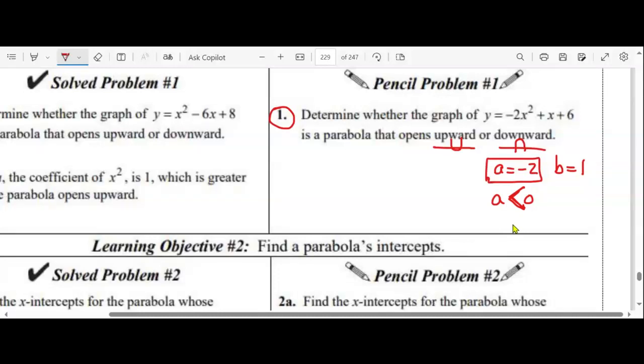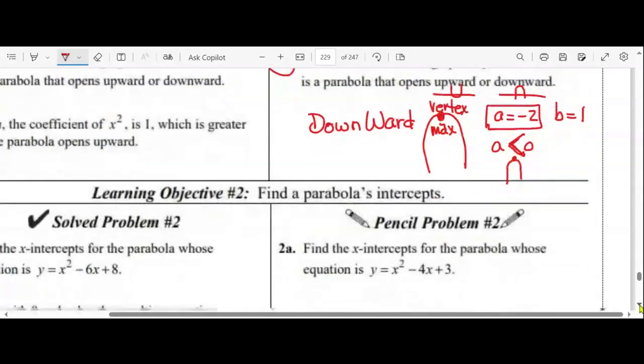The graph is going to be downwards. Yeah, downward. So we're going to say downward. Means it's going to be like this. And the vertex in here is going to be what? What is the vertex? Maximum or minimum? It's going to be max. Okay, let's go to the next one.